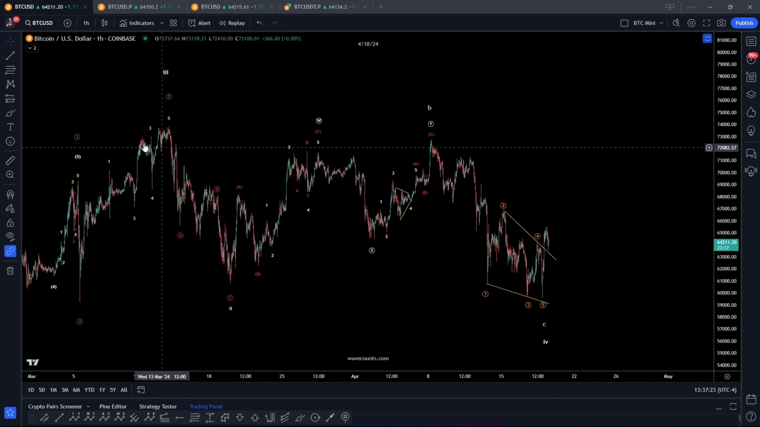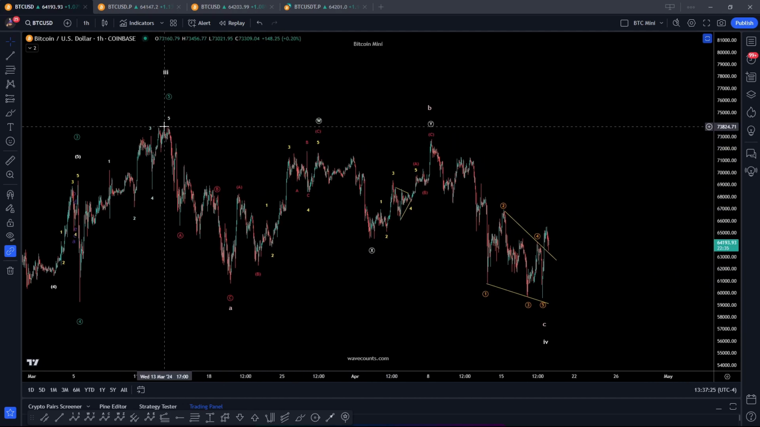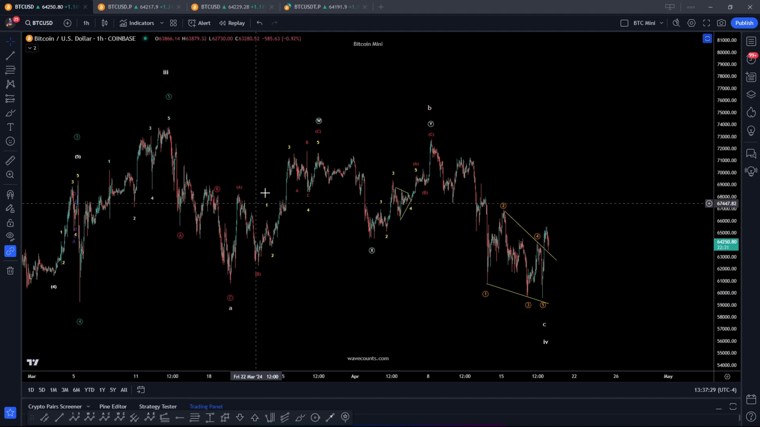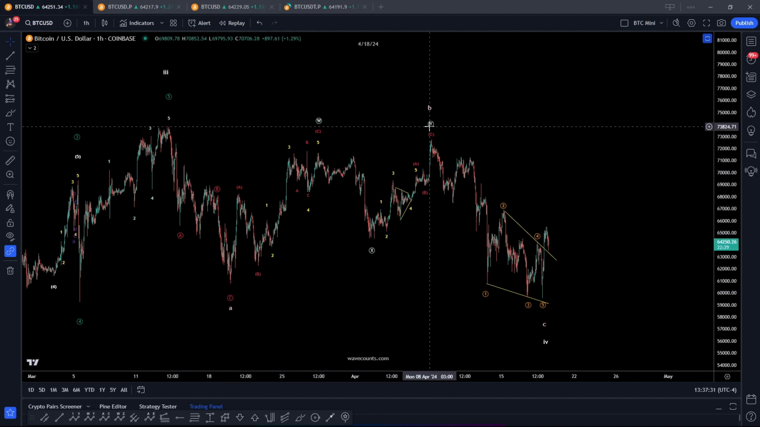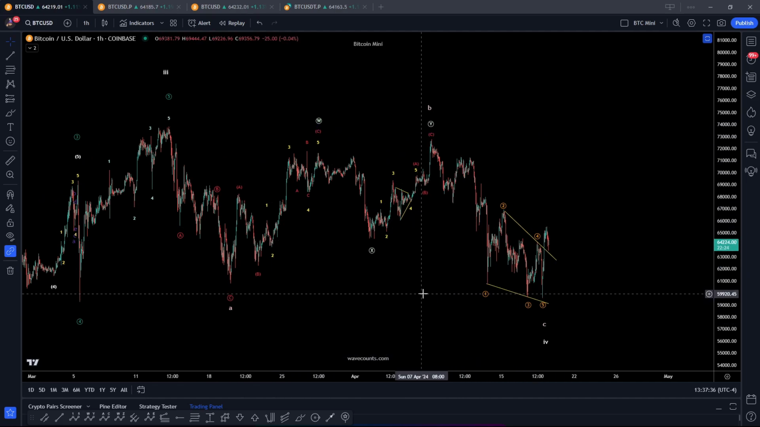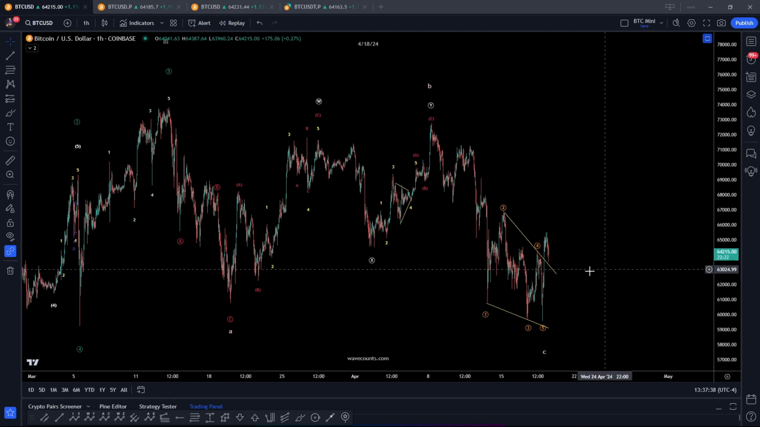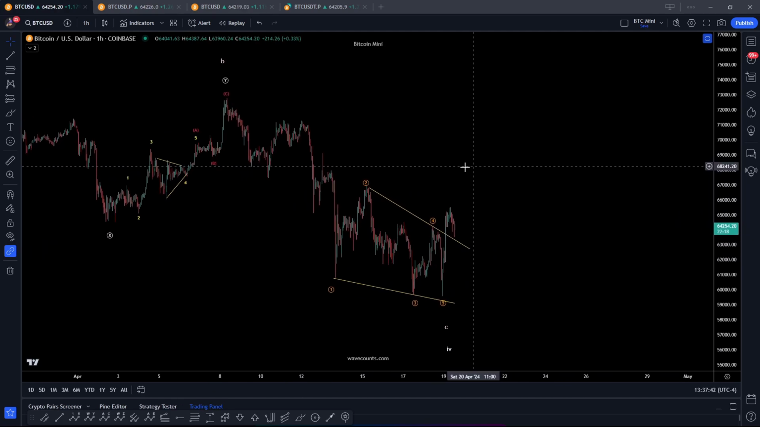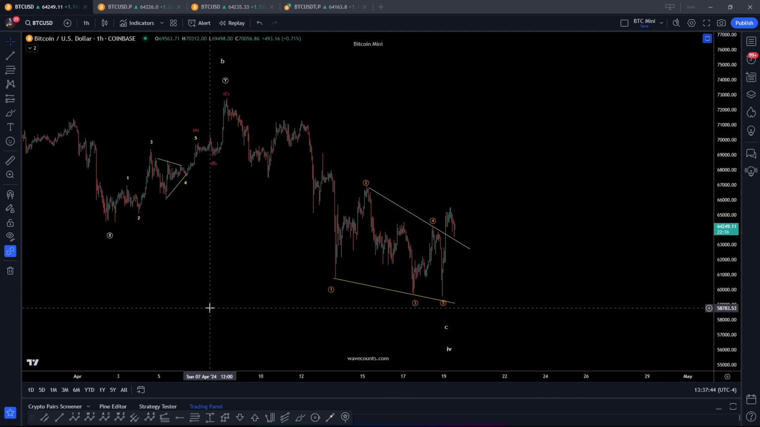So this pattern on the hourly broke down into a flat: zigzag for A, double zigzag for B, and an ending diagonal for the C wave. Now I want to break down the end here, this ending diagonal. So we have multiple rules at play here.